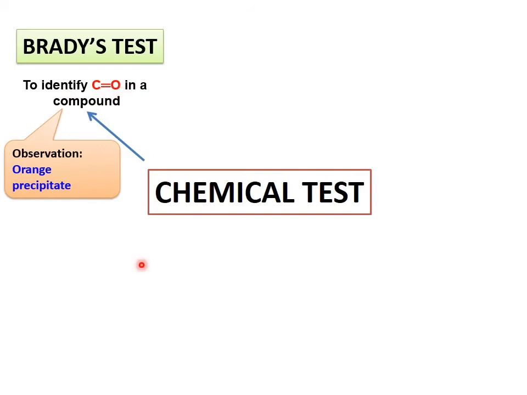So actually class, if you want to differentiate aldehyde and ketone from the other class of compound, you can use Brady's test. Because aldehyde and ketone will give positive result to Brady's test. For example, kalau you ada aldehyde dengan alcohol, so you can use Brady's test untuk you identify C double bond O. So the observation that you will get is orange precipitate. So ini saya bagi tahu general dulu ya. After this I will teach you how to write the equation.